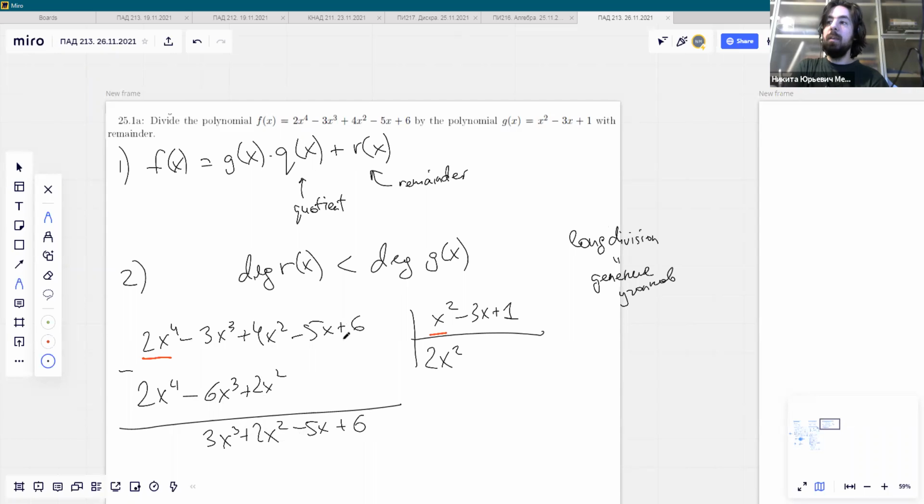Sometimes people omit part of this, for example, rewrite only minus 5x, but omit plus 6, saying, I will rewrite it later on next steps. But I don't recommend this. It is an easy way to make mistakes.